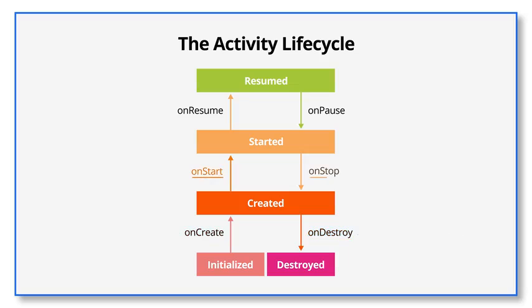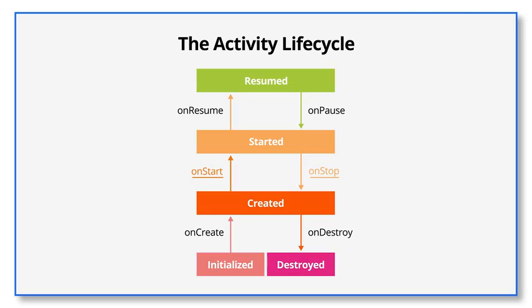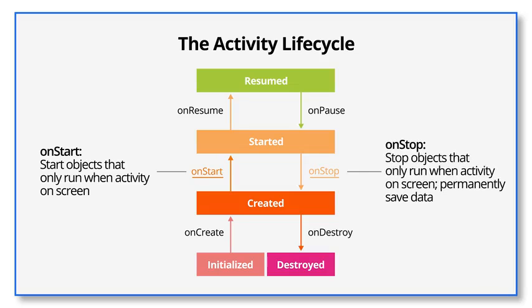Next are onStart and onStop. Remember, these methods indicate when your activity becomes visible and is in the foreground. That makes this part of the diagram here known as the visible lifecycle. When the activity is not visible, it's considered in the background. You can use onStart and onStop to start and stop anything that should run only when the activity is actually on screen. OnStop is also generally where you'll save data permanently, which you're going to learn about later.